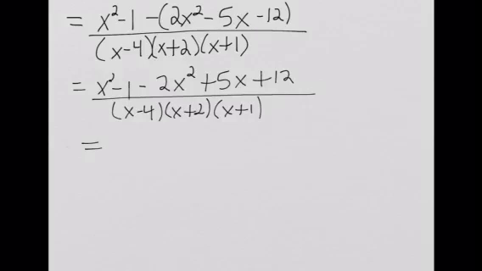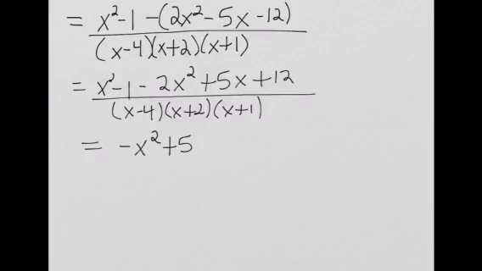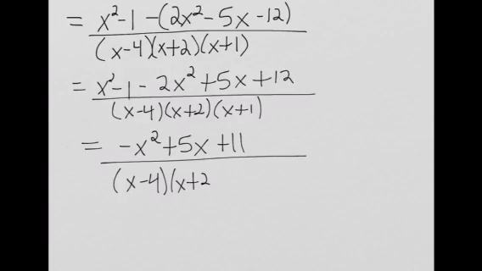And then we combine like terms now. So x squared minus 2x squared is just negative x squared. We have just one x term, 5x, so it stays. And then negative 1 plus 12 gives me plus 11, over my common denominator of x minus 4, x plus 2, and x plus 1. And again, if you want, you can try to factor that. This one actually does not factor or clean up any nicer, and so that does become our final answer.